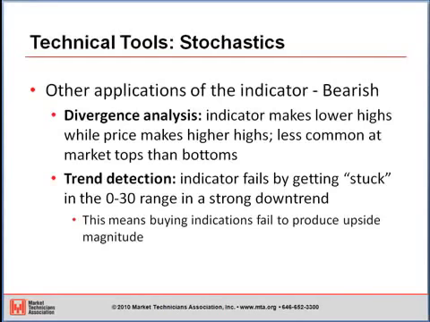The indicator fails by getting stuck in the 0 to 30 range in a strong downtrend. What this means is buying indications fail to produce upside magnitude. We showed you that in that one example also on the previous page. We note, again, it's sometimes very important the signal an indicator gives when it fails rather than when it succeeds.